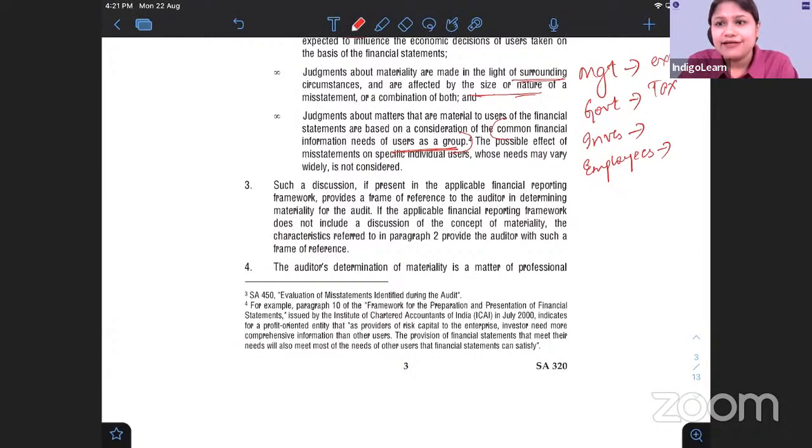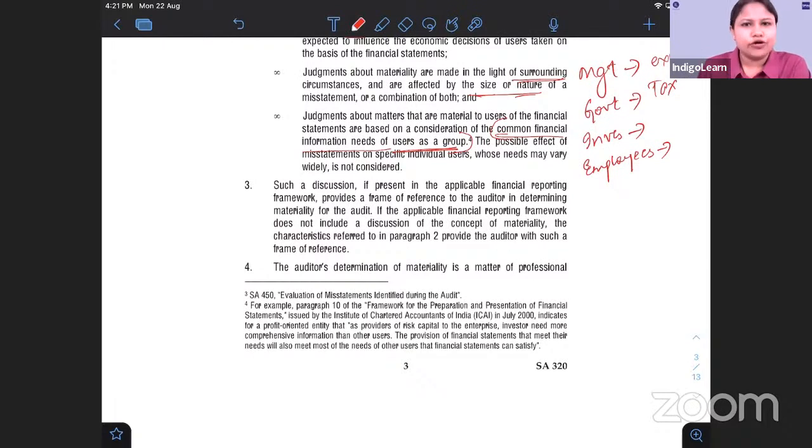Because tomorrow, understand, if a particular investor says, look, auditor, because you said true and fair view, you said there are no material misstatements, I invested in the company and I lost my money. Do you think the auditor is going to be accountable for every person like this? Not possible. Correct? So very simple, this standard clearly tells the auditor that when you are determining the materiality, you are going to consider the common financial information needs.